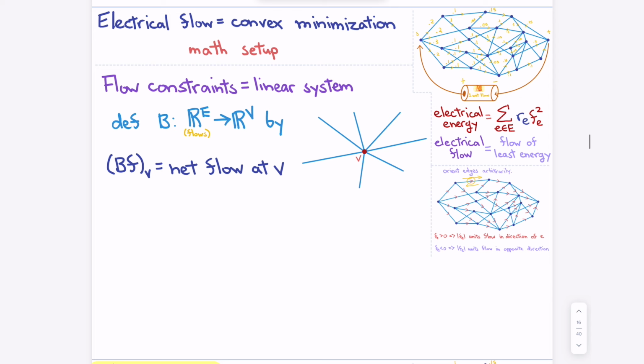Okay, so now what I want to point out is your flow needs to conserve flow. For S, it needs to take one unit of flow out. And for T, it needs to put one unit of flow in. Everywhere else, what goes in is what goes out. So suppose I made some function b that takes your flow as a vector, and it just calculates for each vertex what's the net flow.